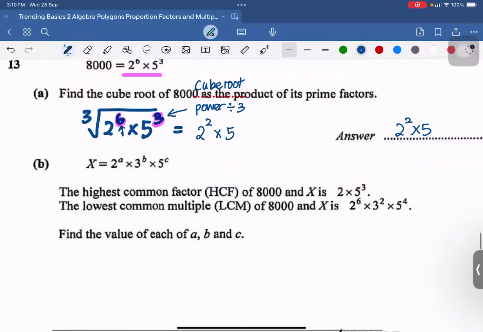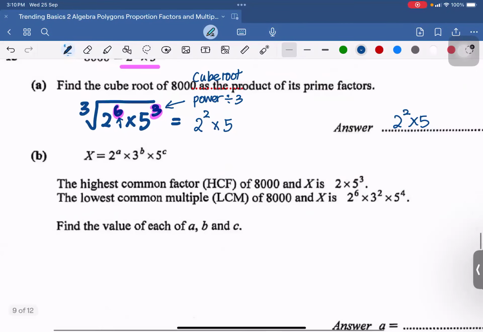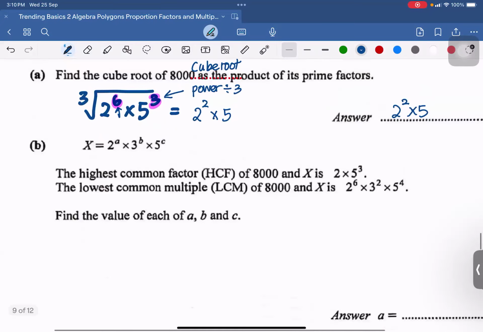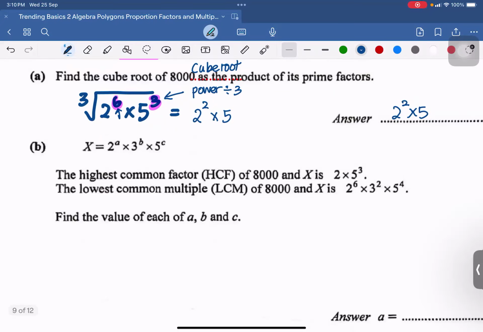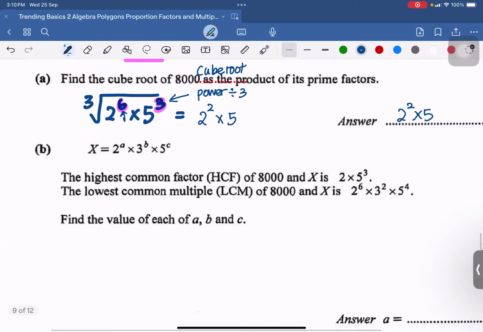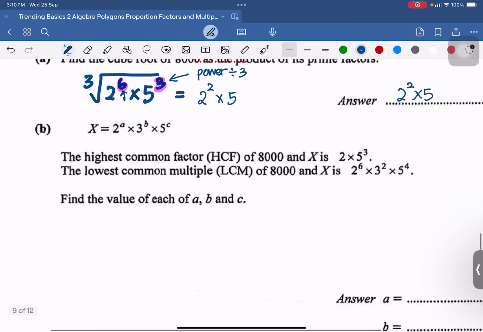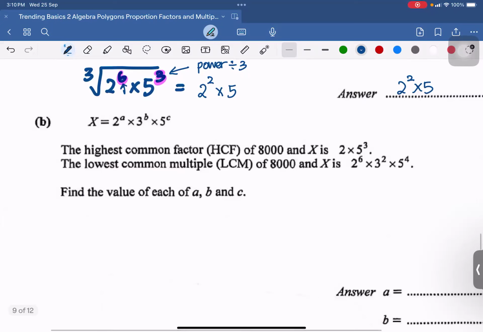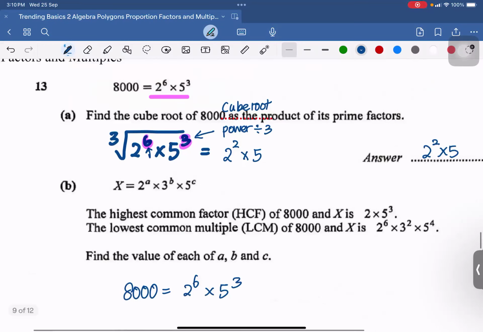Okay, I can go slower as long as you understand, but you all must indicate whether you can understand or not, right? Next part of the question: the highest common factor of 8,000 and x is 2 times 5 cubed. Okay, let's check. The highest common factor 8,000 is the number 2 to the power 6, 5 cubed, given here.